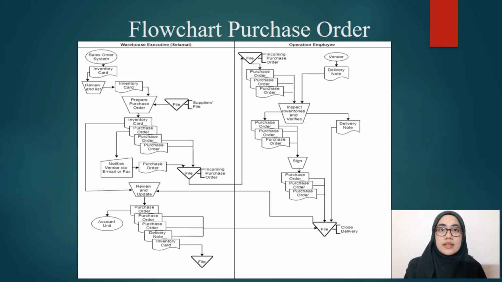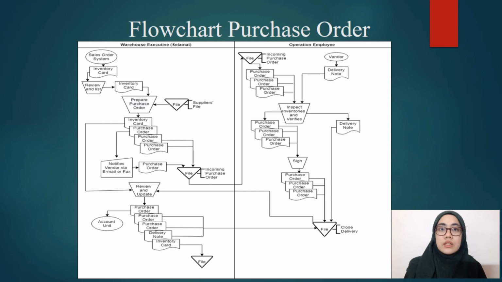As we can see here, the terminal start is in the warehouse executive. So it starts with Selamat reviewing the inventory card from the sales order system and he refers to the supplier's file to identify the vendor for the order. After that, he prepares 3 copies of the purchase order manually and notifies the vendor through email or fax. He then files those purchase orders into the incoming purchase order file.